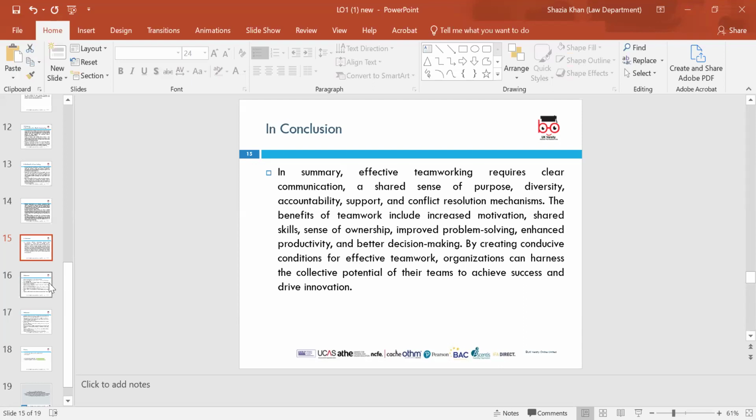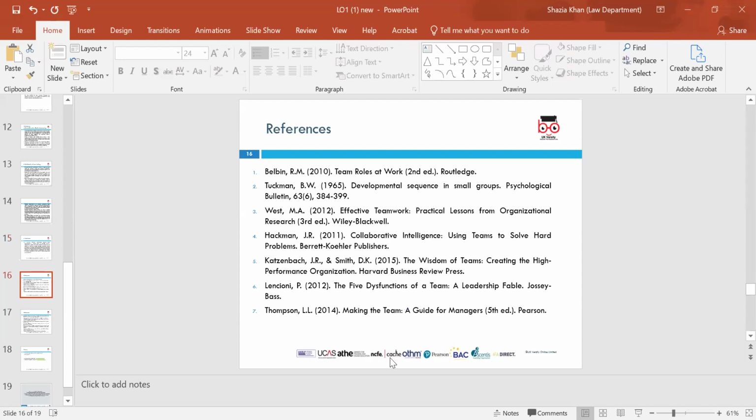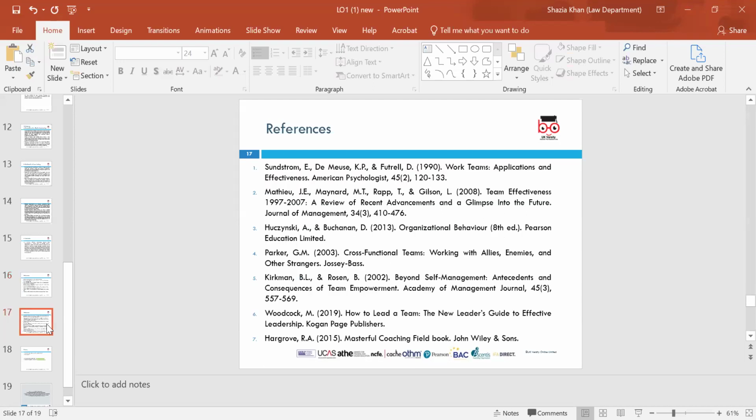Okay, so we finished learning outcome 1 now. These are some of the resources we've used for today's learning outcome: Belbin, team roles at work; Tuckman, development sequence in small groups. These are resources that you can use towards helping you with the assignment. West, effective practical lessons; Hackman, collaborative intelligence; Katzenbach, the wisdom of teams; Lencioni, the five dysfunctions of a team; Thompson, making a team; and then some more that can help you towards improving your assignment. Sandstone, working in teams; Mather, team effectiveness; Huczynski, organizational behavior; Parker, cross-functional teams; Kirkman, beyond self-management; Woodcock, how to lead a team; and Hargrove, mastering coaching field book.